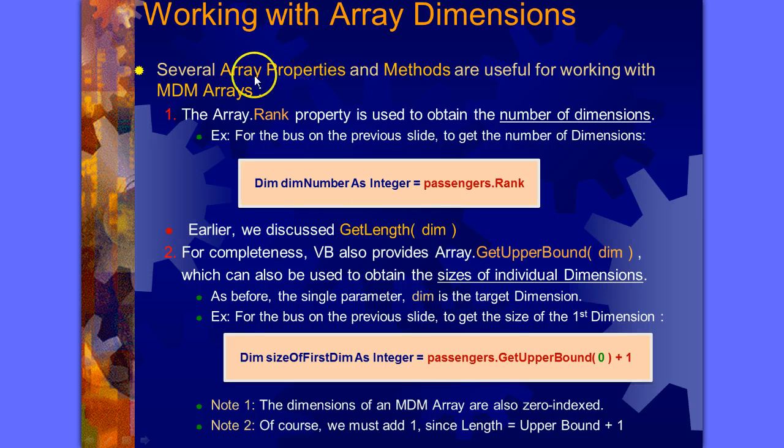Working with array dimensions. Several array properties and methods are useful. So if you want to get the total number of dimensions, use rank. So if we had passengers as an array and we wanted to get its rank, we would write passengers.rank.